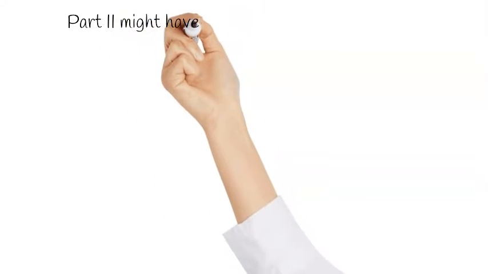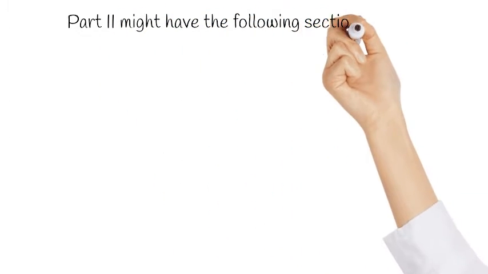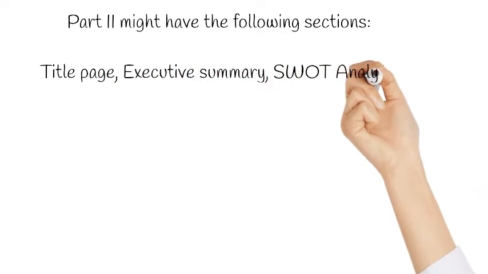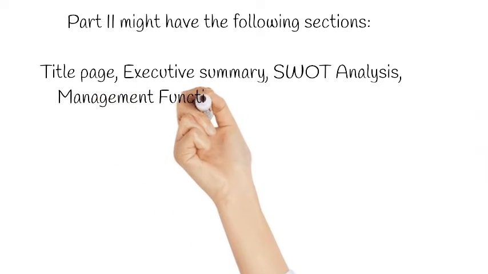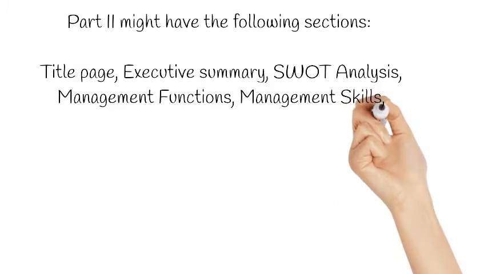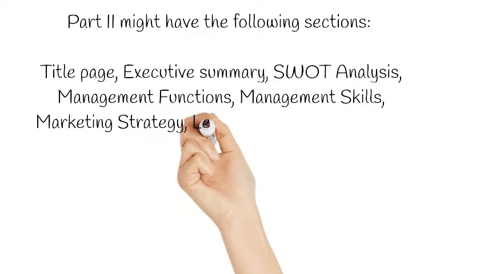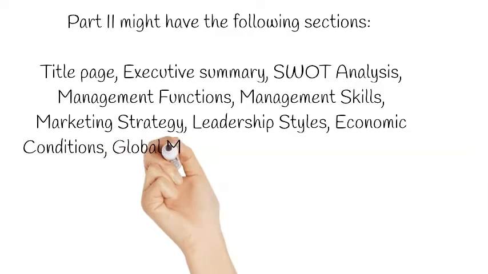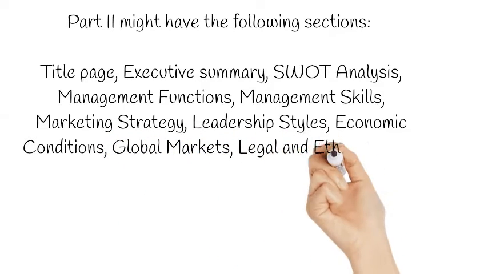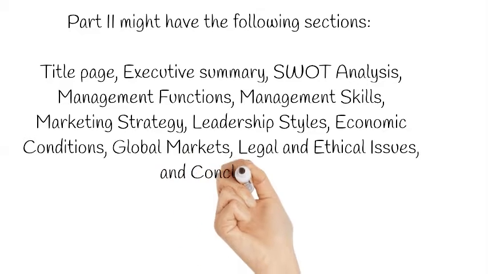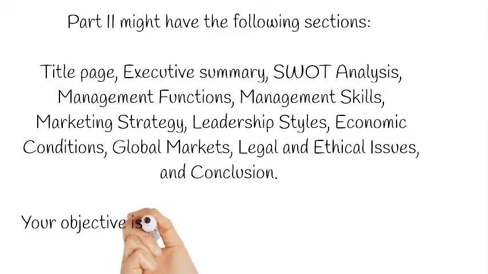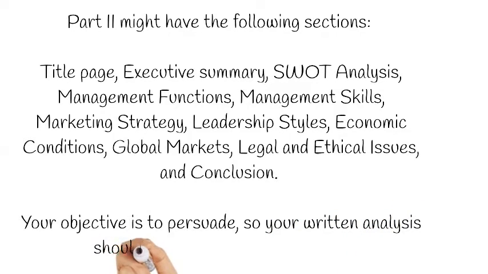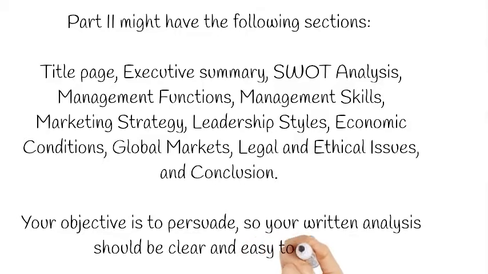Part 2 might have the following sections: title page, executive summary, SWOT analysis, management functions, management skills, marketing strategy, leadership styles, economic conditions, global markets, legal and ethical issues, and conclusion. Your objective is to persuade, so your written analysis should be clear and easy to follow.